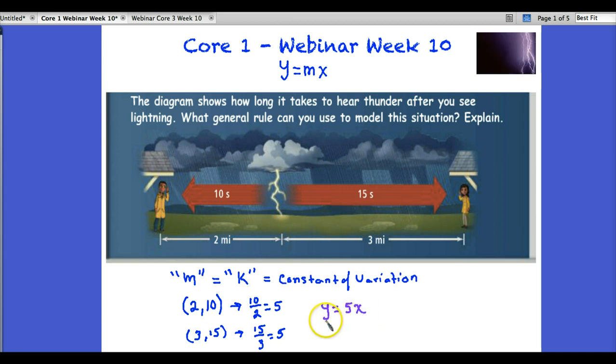So that means, and we said that y is seconds, right, and x is miles. So when lightning strikes, they vary by each other by 5 seconds. Okay? So very good, guys. Any questions? Y is our seconds on that one, yep. Our total seconds. And then our x is our miles.